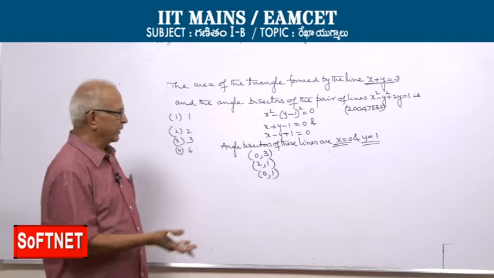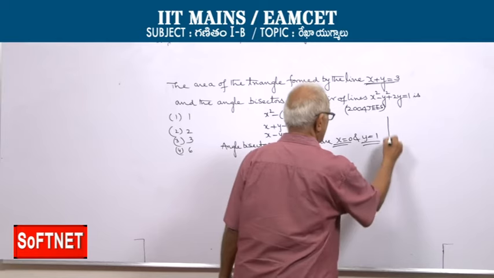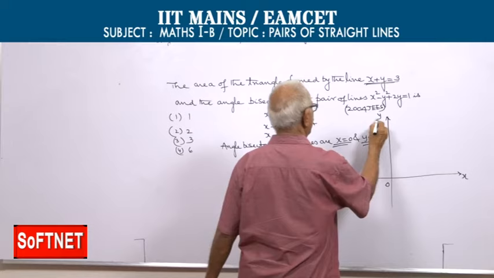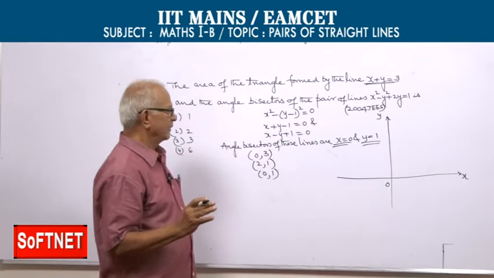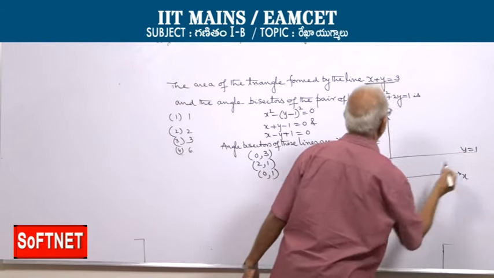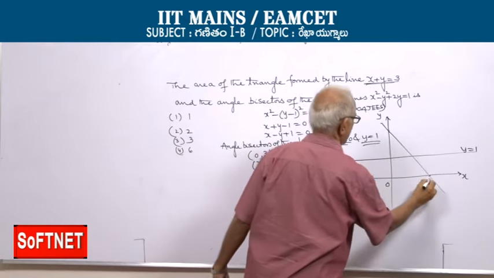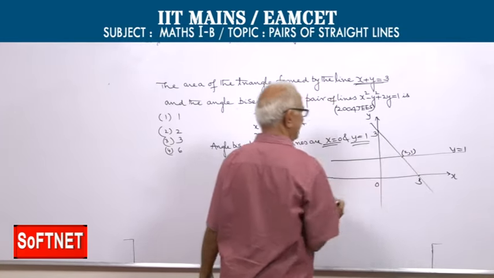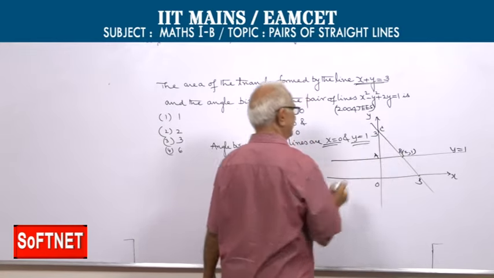You can find the area, or also you can draw the figure like this, without finding the vertices. x equal to 0 is the y axis, y equal to 1 is the horizontal line, and x plus y equal to 3. Well, this is 2 1. Well, this is the triangle required. What is the area?